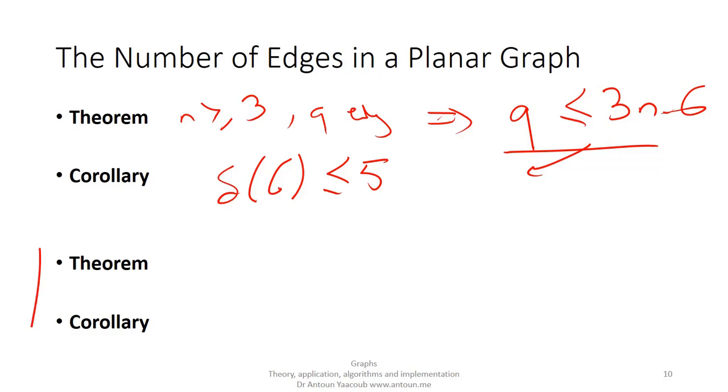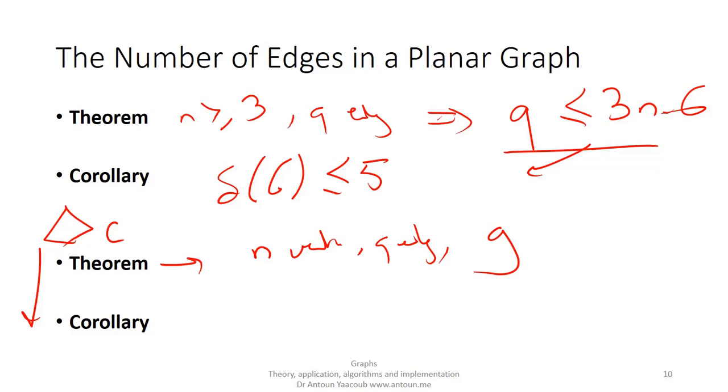As another theorem and corollary, we have already covered that in one of the practices. We have the girth of the graph, which is the length of the shortest cycle. So whenever I have, for example, a triangle or any cycle C, the girth is the length of the shortest cycle. Again, if the graph is planar, has n vertices, q edges, and has a finite girth g, then the number of edges is less than or equal to g times (n minus 2) over (g minus 2).